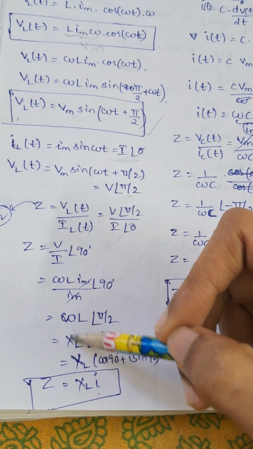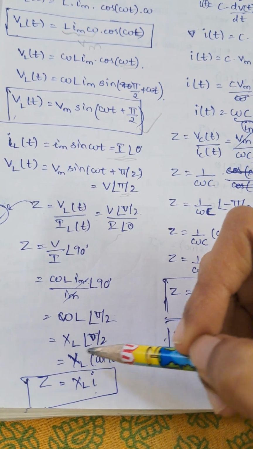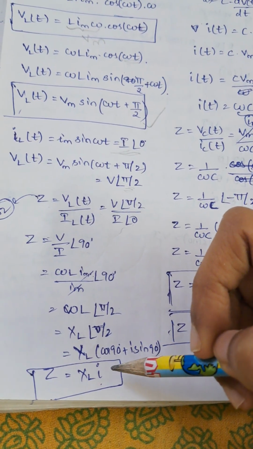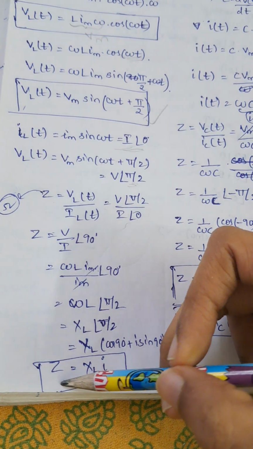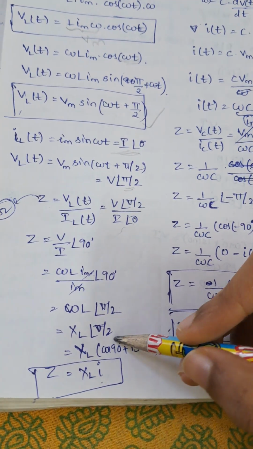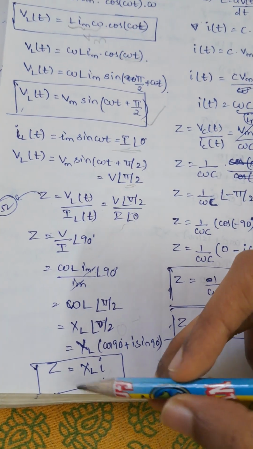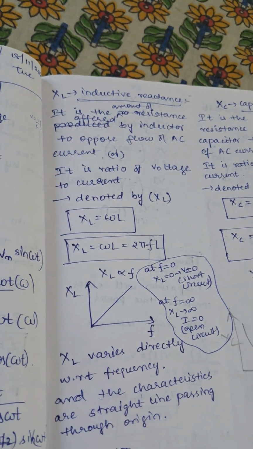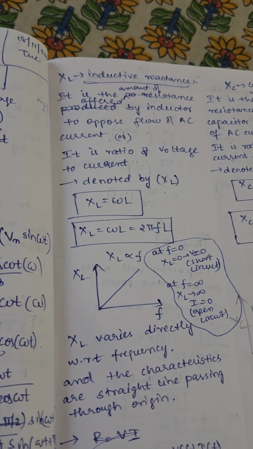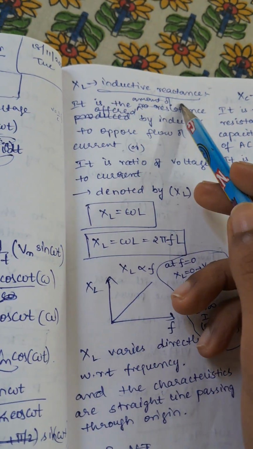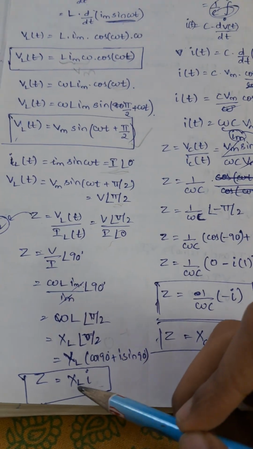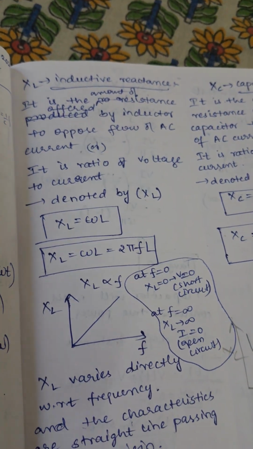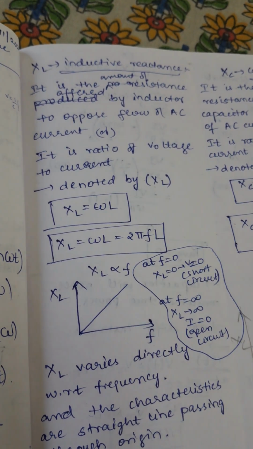Omega L can be written as XL. So Z is XL at an angle of pi by 2, which we can write as XL into cos 90 plus j sin 90. So Z is equal to XL into j, because cos 90 is 0 plus j into 1. Z is XL into j. Now this XL, which is omega L, is known as inductive reactance, meaning the amount of resistance offered by the inductor to oppose the flow of AC current.